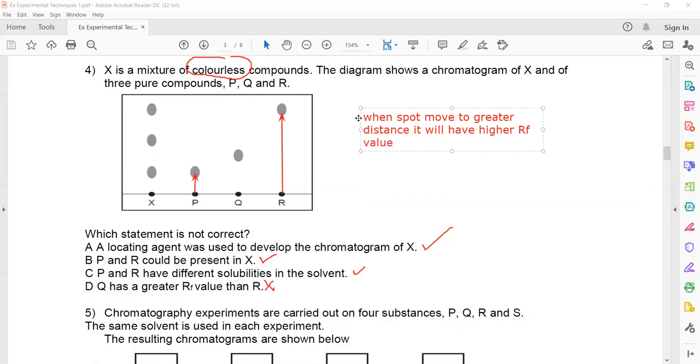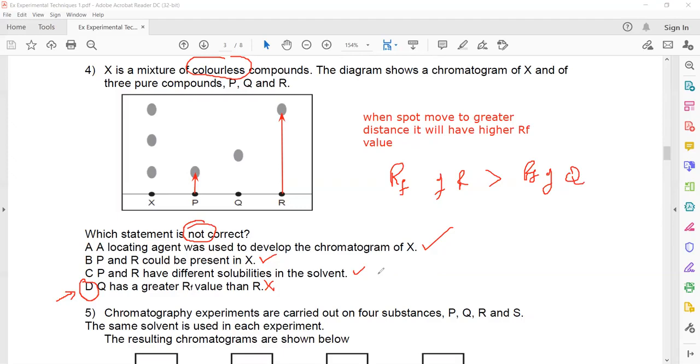So when a spot rises to a greater distance, it will have a higher RF value. So the RF value of R should be more than the RF value of Q. But the statement says that Q has a greater RF value, and they're asking which is not correct. So D is not the correct statement.